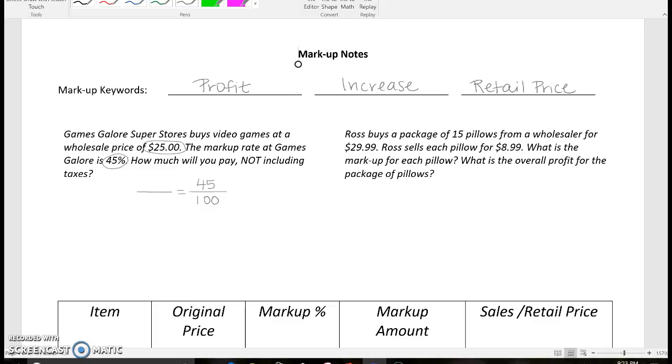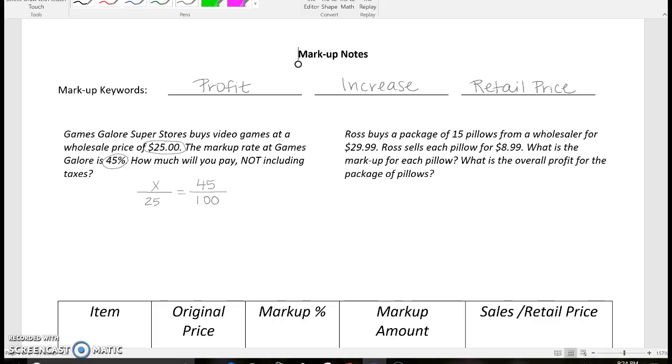Do I know how much they're marking it up? Well, it says the wholesale price is $25. That's how much they pay for it. That's not the markup. So my wholesale price is actually going to be my total. And I'm going to mark it up 45% of that amount, okay? So part over total is percent over 100. So my markup or markdown over total is percent over 100.